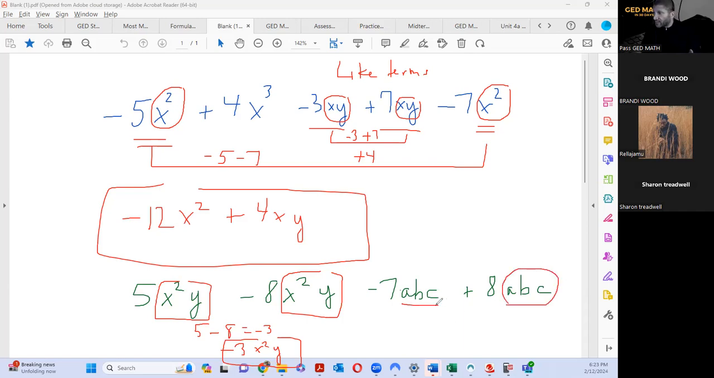ABC, they are the same. These are now like terms. Minus 7 plus 8 is 1. But we don't use the 1. So even though our answer is 1 ABC, this is just ABC.